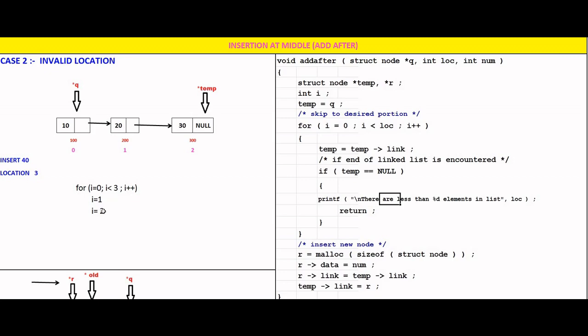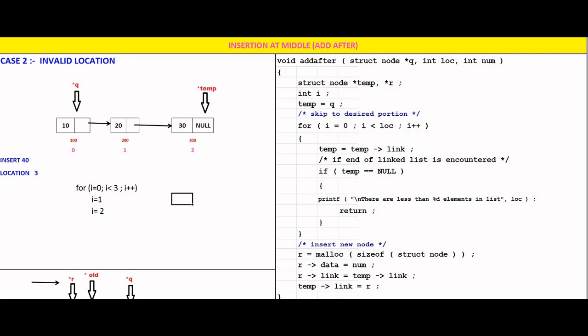So what is the last location? 2. So we write here that there are fewer than 3 elements in the list. This is how the function works for the invalid location, and we can perform this insertion in the linked list using this function, because for insertion at middle, the valid locations are 0, 1 and 2.